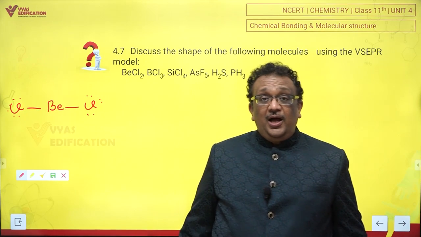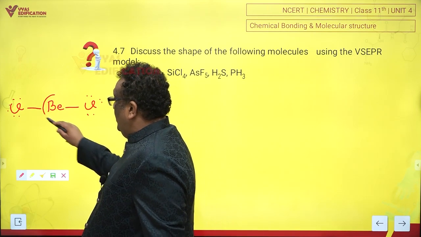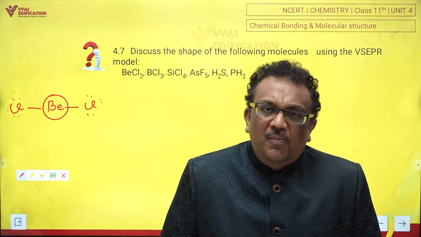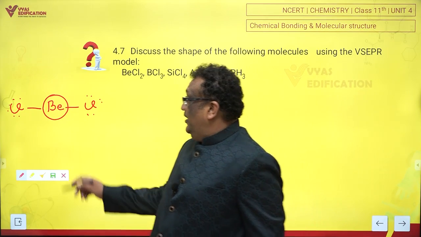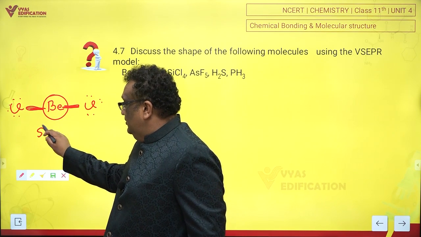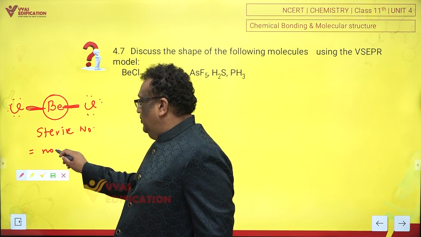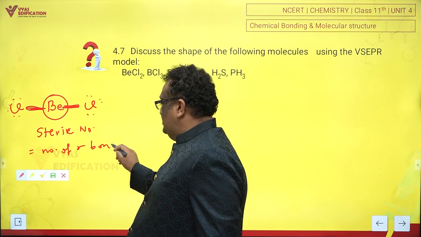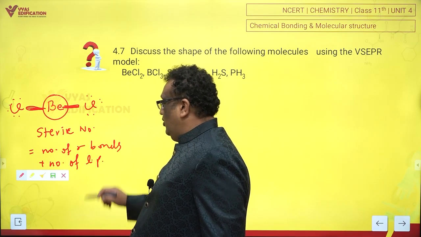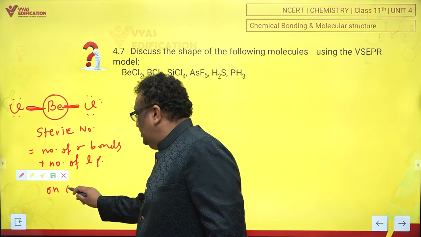Now, if you look at the number of electron pairs around the central atom, because in VSEPR theory, what matters is the number of electron pairs around the central atom. How many electron pairs do we have? Well, we have 1 and 1, 2. So, steric number, as we call it. What is steric number? This is the number of sigma bonds plus the number of lone pairs of electrons on the central atom.